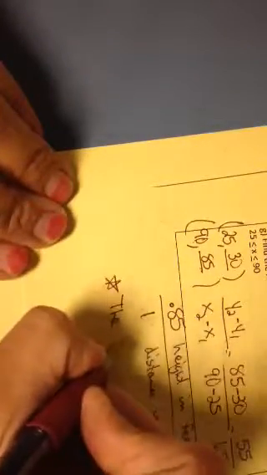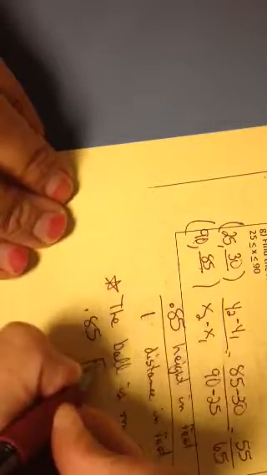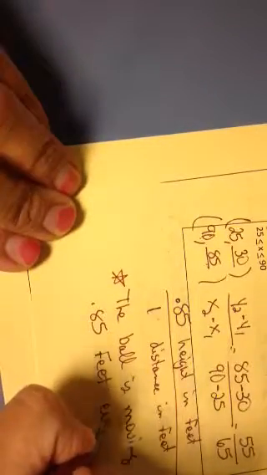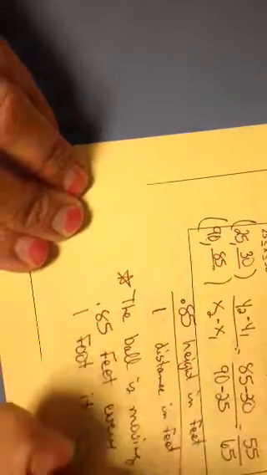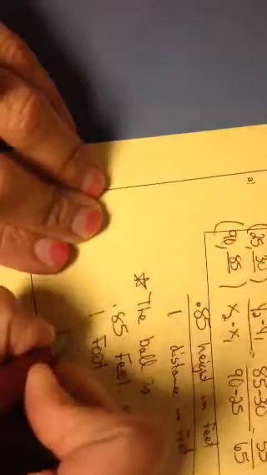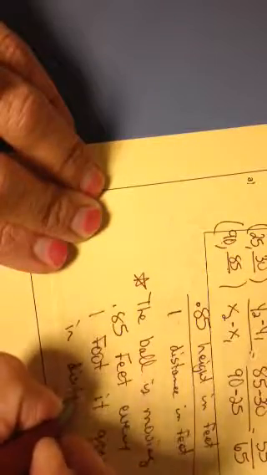And in context, even though it doesn't ask, it will ask on the test, the ball is changing 0.85 feet, so almost a foot, every 1 foot it goes in distance, something like that. Okay? All right, last question.